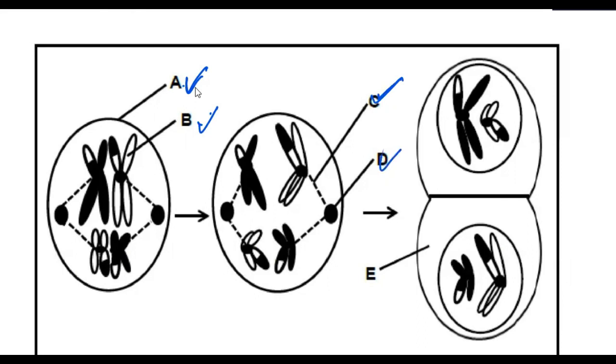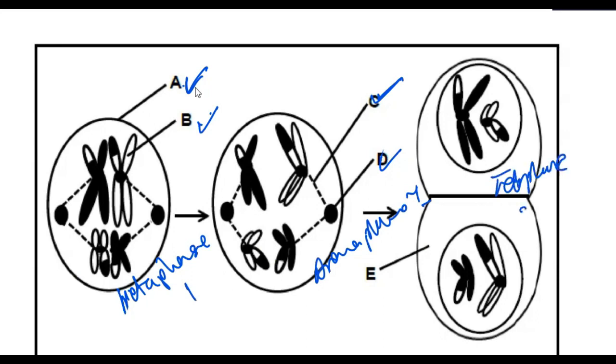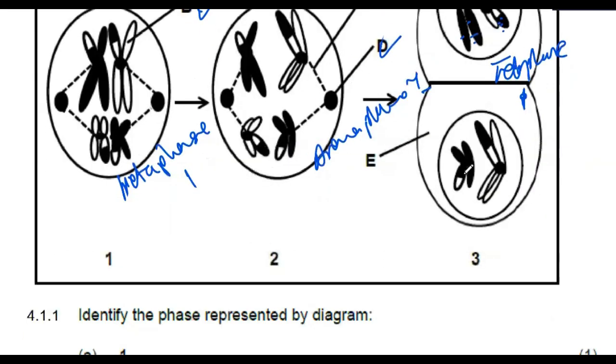So this is metaphase one, while this one is anaphase one, because chromosomes are separating. What about this? This is telophase one, because they are chromosomes which are still double-stranded. Or it could be the beginning of prophase two.